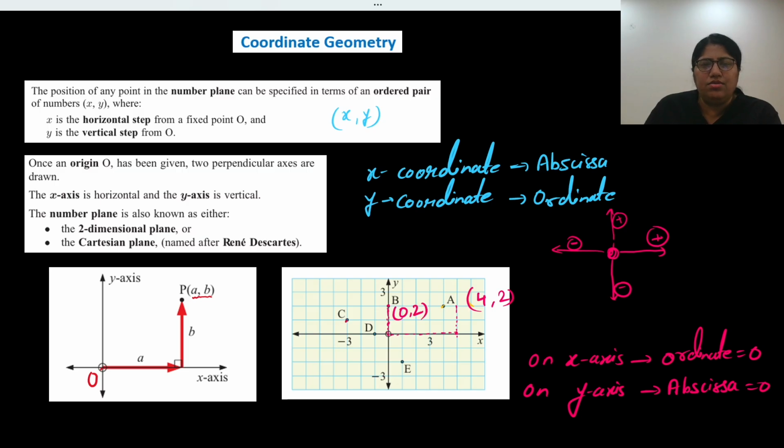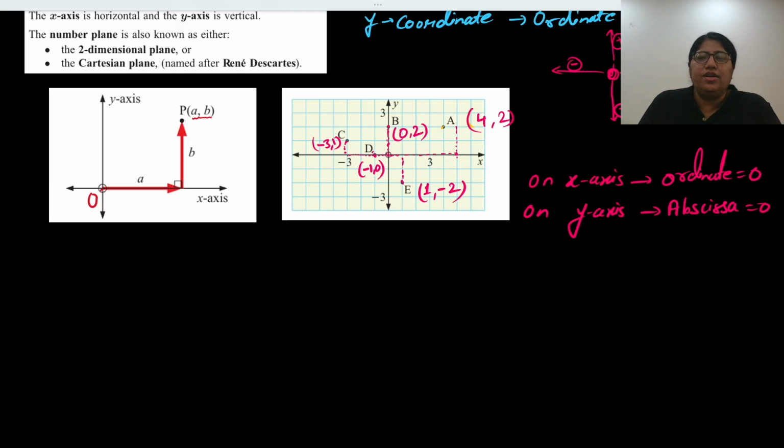Similarly, the coordinates of C: from the origin you are moving left, so it is minus 3, and 1 unit up. So it is minus 3 comma 1. For point D, because it is on the x-axis on the negative side, it is minus 1 comma 0. And how do we find the distance between any two points in a slant way?